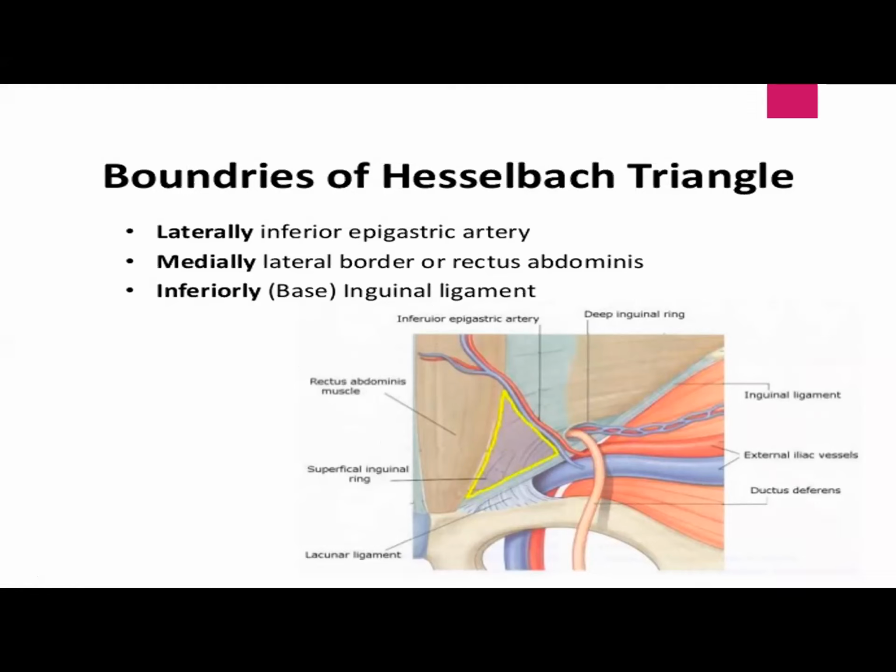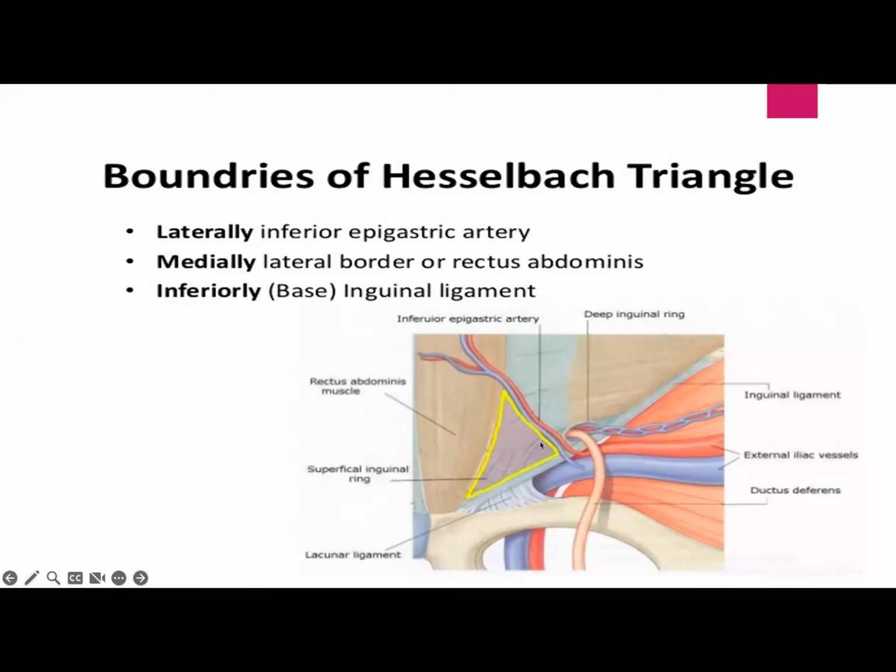And why I'm focusing on the inferior epigastric vessels: the location of the hernia based on the inferior epigastric vessels would determine whether we have a direct or indirect inguinal hernia. So the direct inguinal hernias are going to be located medially to the inferior epigastric vessels.